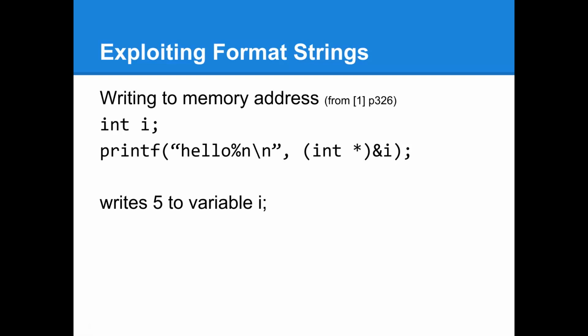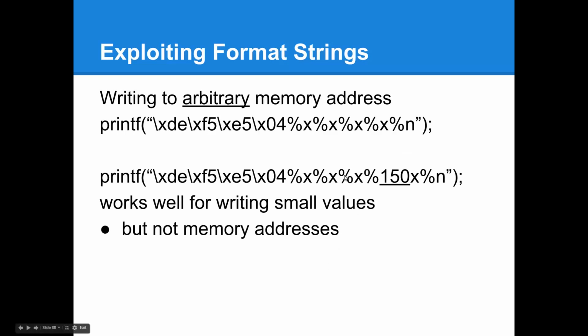We've talked about writing to a memory address, and effectively using the same technique, instead of a %s here we use a %n. We'll write the number of characters written so far to the address provided here, assuming this all works out correctly. And you can use a width specifier to increase the number of characters written so far to specify exactly what number you would like to write there. But it only works well for writing small values.